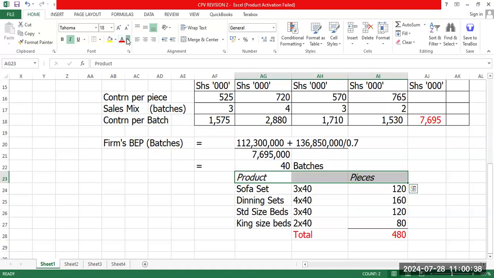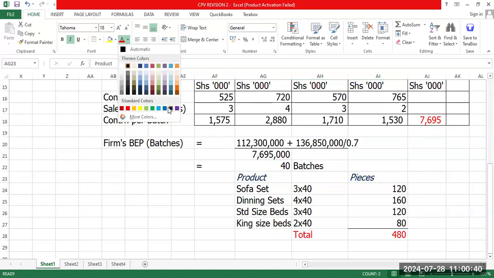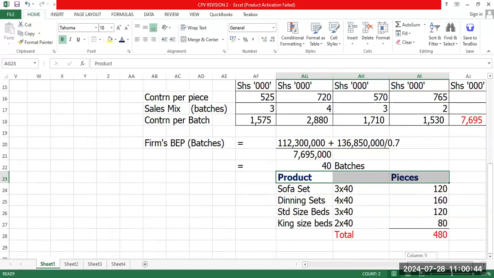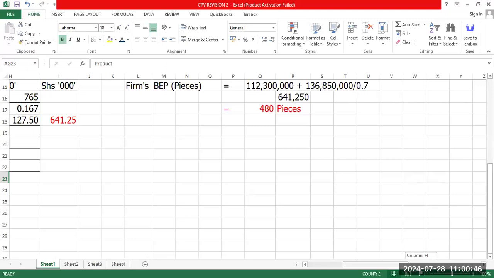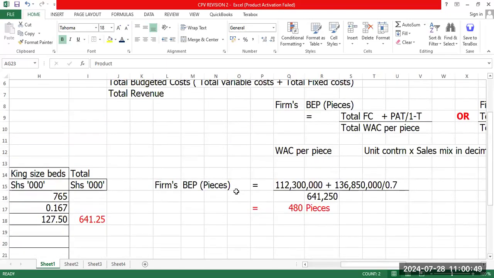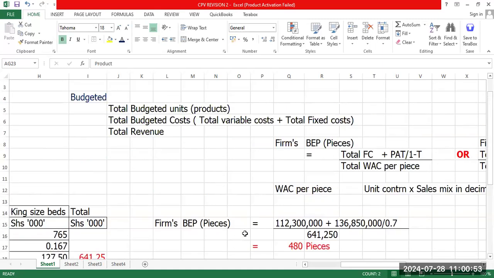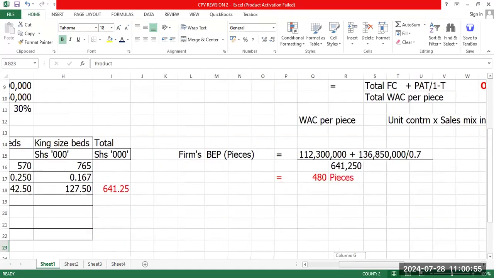Which one is easier? The first or the second? The first. But I prefer the first. The first one helps you a lot.